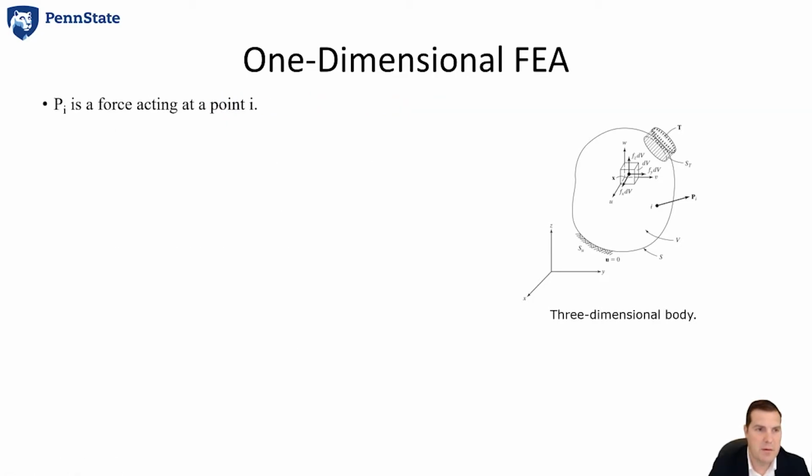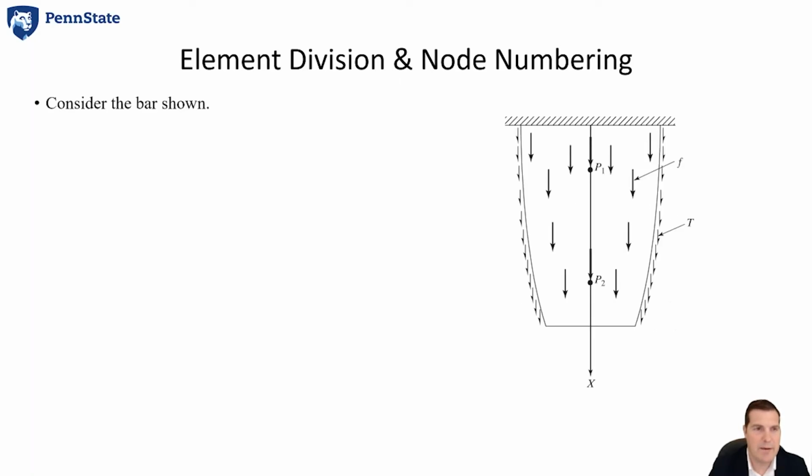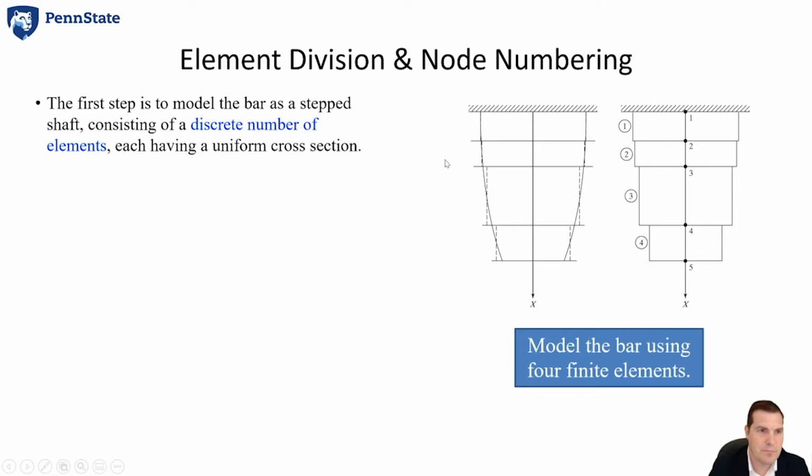We have P of I acting at a point I, and then we consider this bar. Okay, so we're getting into element division and node numbering. So this is a bar that we're going to be looking at. We have our traction forces, you can see here, acting on this surface. We have body forces that are acting due to gravity, and we have these point loads that are described here. The first step we're going to do is discretize this into a discrete number of elements, each having a uniform cross-section. So this is really important.